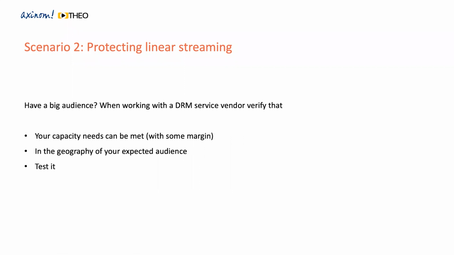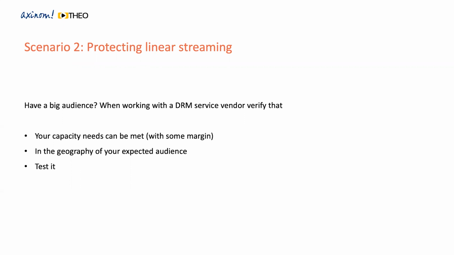If you do have a big audience, when working with a DRM service provider, we would recommend that you verify a few things. For example, that your capacity needs can be met with some margin, and also that those capacity needs can actually be met in that geography where your expected audience is. And then don't just trust that. Do some load testing to be really on the safe side.